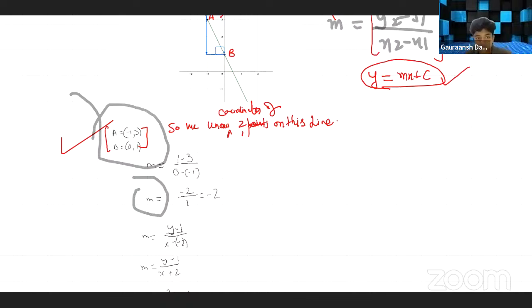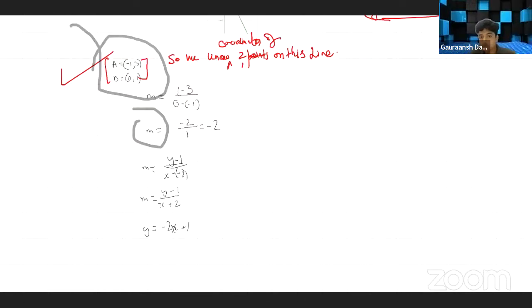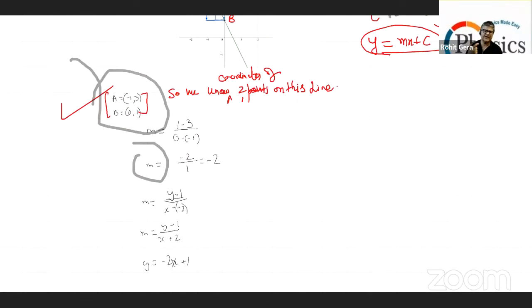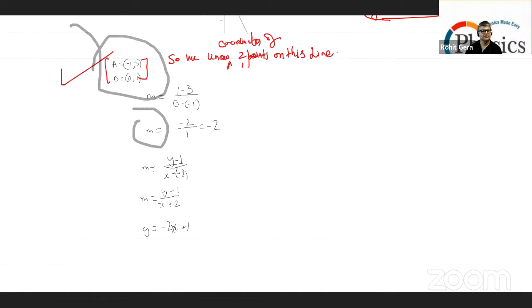Uncle, now I'll send you the straight lines and algebra PDF by tomorrow. Let me go through it, because I think the kind of questions which are available in that straight line are slightly different.